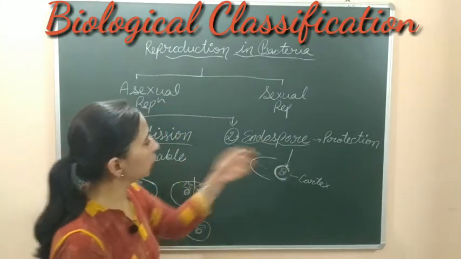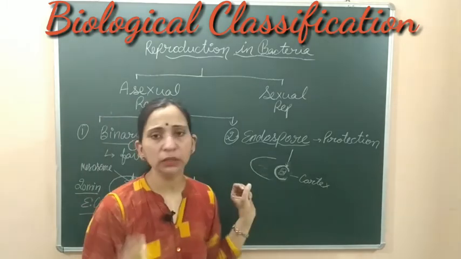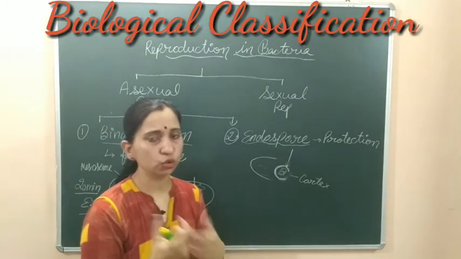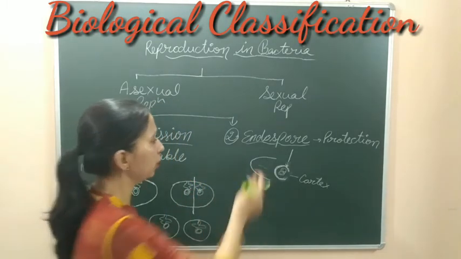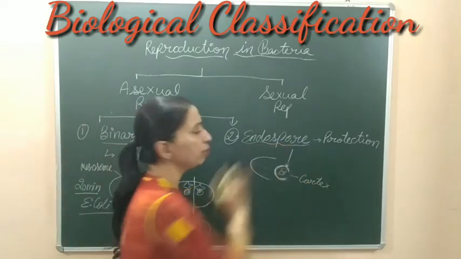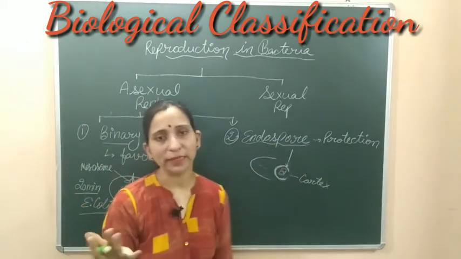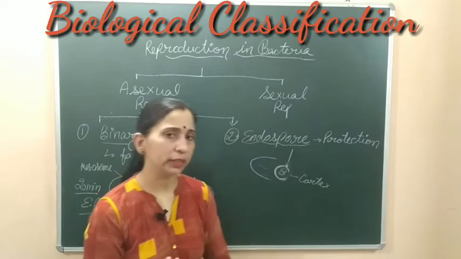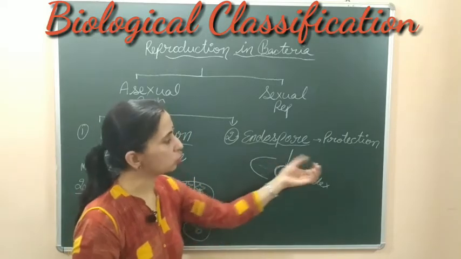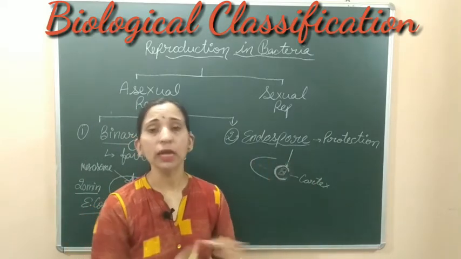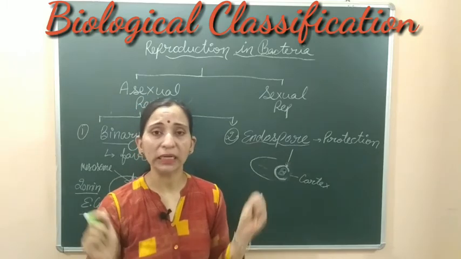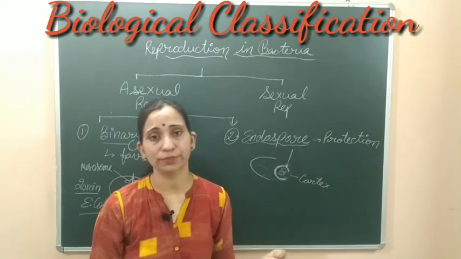Such types of endospores are found in some pathogenic bacteria. कुछ बहुत critical pathogenic bacteria होते हैं like Clostridium tetani, which causes the tetanus disease. Clostridium tetani is an example of bacteria which form such type of endospore, and these spores are not affected by any toxic substances.